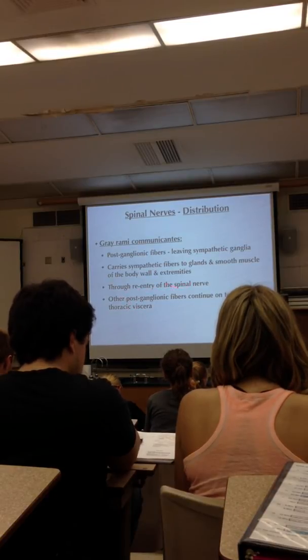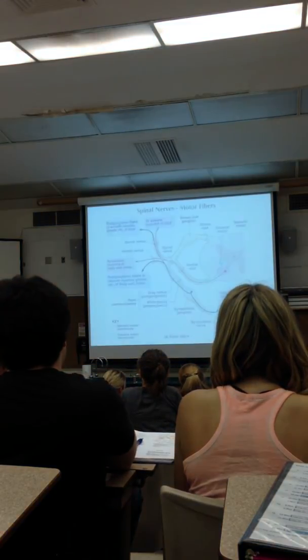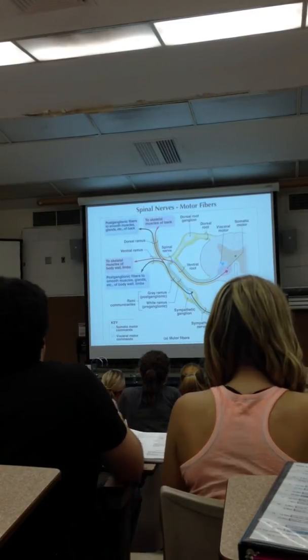It's going to have to get there by usually going back into the spinal nerve. Let me kind of bring a picture of this. And again, it's unmyelinated, gray. That's why it's called gray.